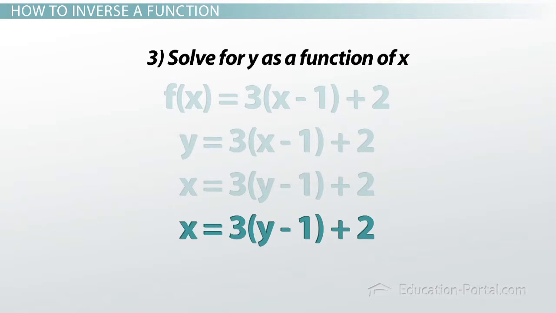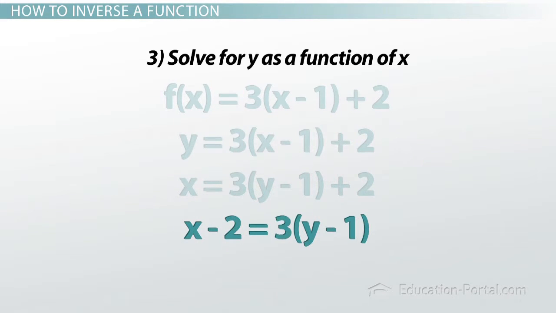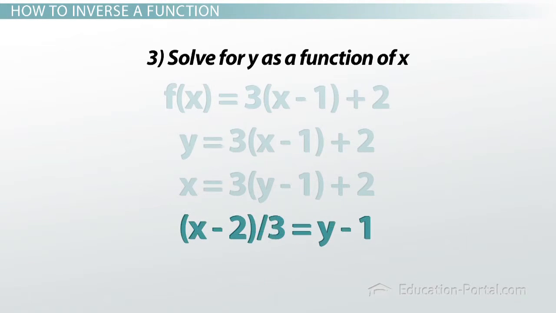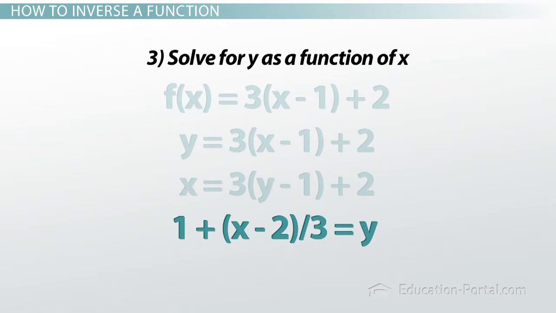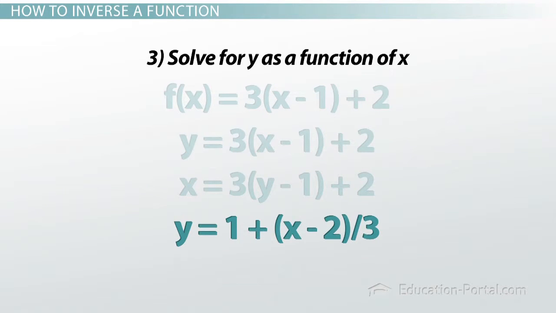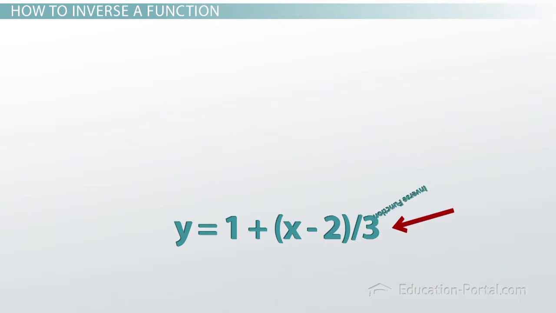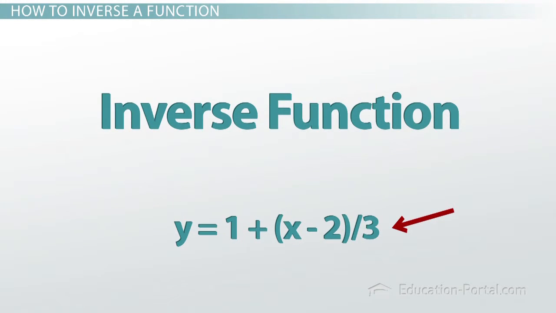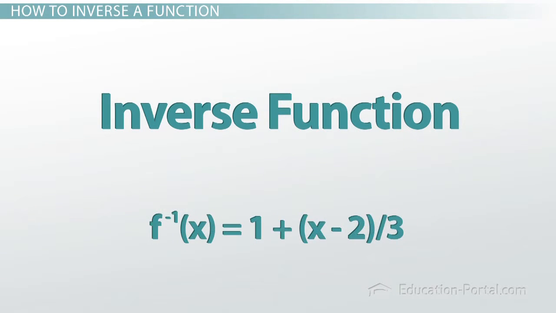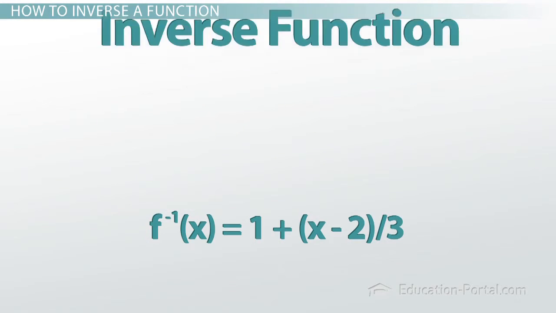So I'm going to subtract 2 from both sides. I'm going to divide both sides by 3. And then I'm going to add 1 to both sides. And I end up with y equals 1 plus (x minus 2) over 3. I'm going to call what's on the right hand side here the inverse function of x. So my variable is still x, but now it's the inverse function.